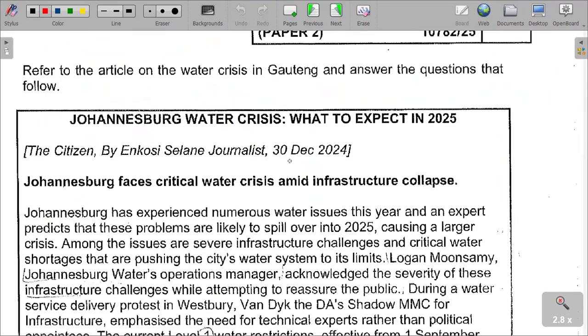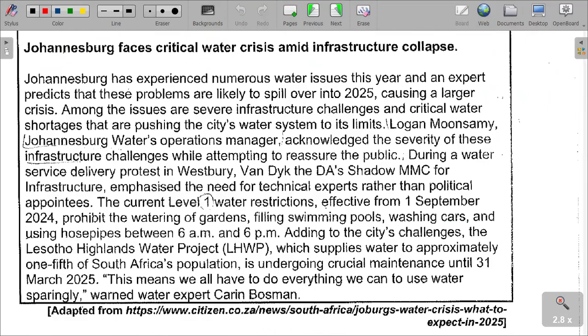Johannesburg water crisis. What to expect in 2025: crisis of water in Gauteng. Johannesburg faces a critical water crisis due to infrastructure collapse. Johannesburg has experienced numerous water crises this year, and experts predict that these problems are likely to spill over into 2025, causing a larger crisis. Among the issues are severe infrastructure challenges and critical water shortages that are pushing the city's water system to its limit.